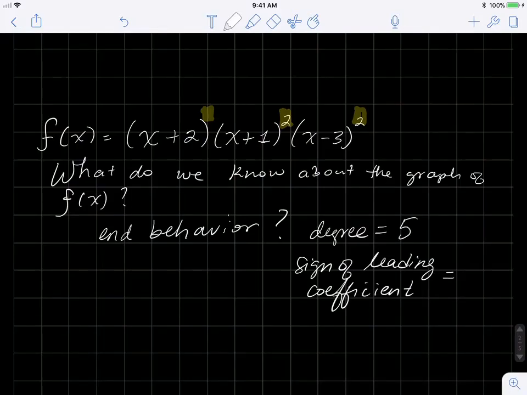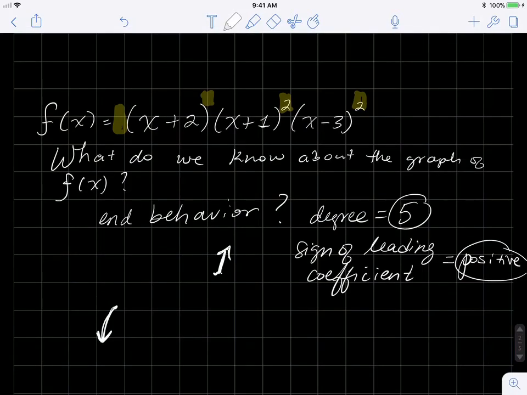We can simply add those up, the exponents on the variable terms, right? Then we see out front here we have just a positive 1 since we don't see anything. And so our leading coefficient is positive. So we've got a degree 5 and a positive leading coefficient. We are expecting something with end behavior like so, right? Down, up, like a positive cubic function. So odd and positive, we're expecting this.